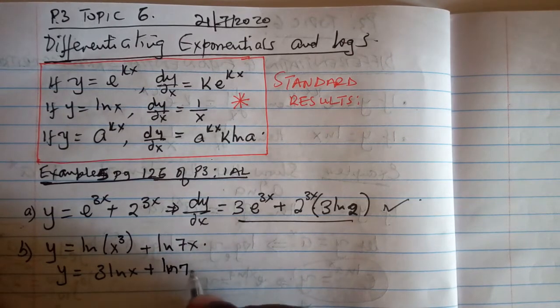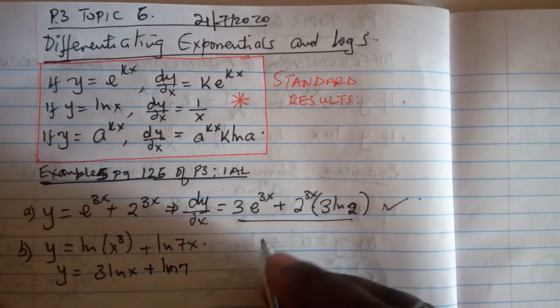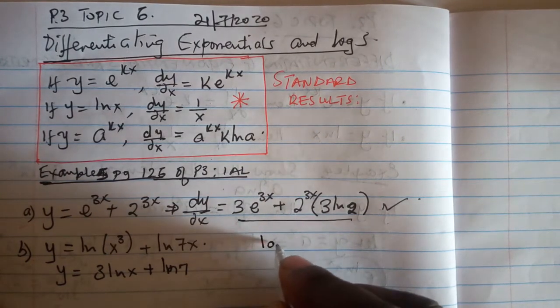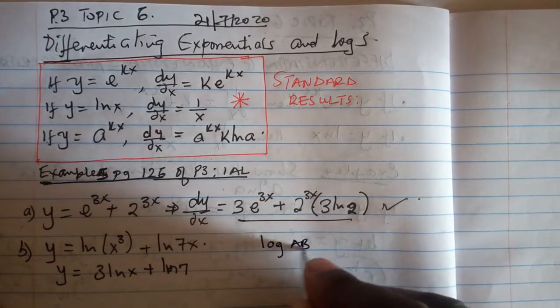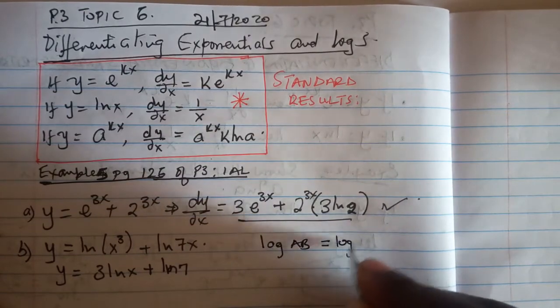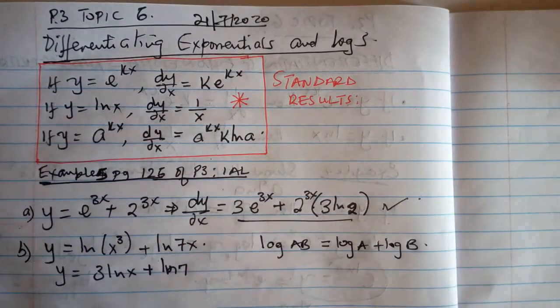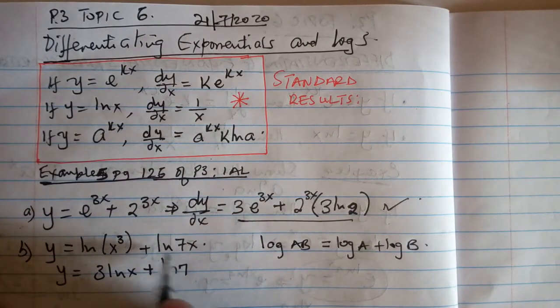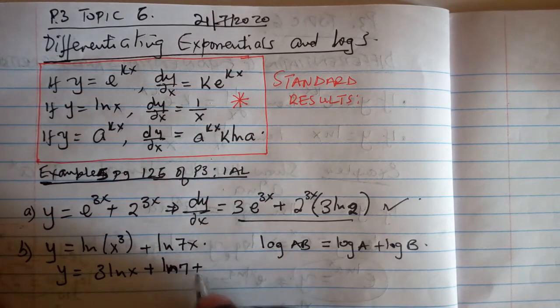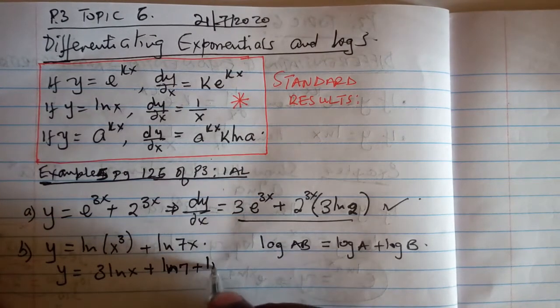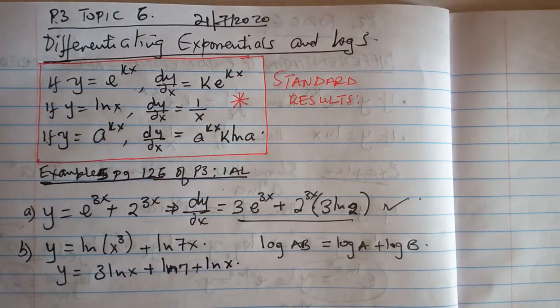ln of x times 7. And of course, the logarithm of ab is the same as the log of a plus the log of b separately, whatever the base. And this base is log to base e, and that's why we are calling it ln. So the ln of x plus the ln of 7 plus the ln of x, using this law.